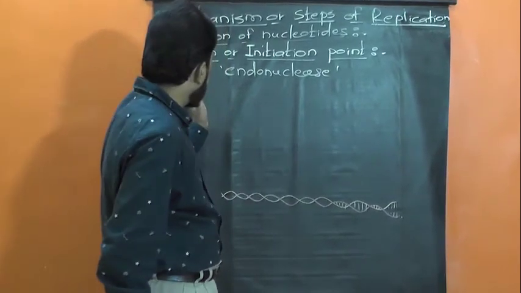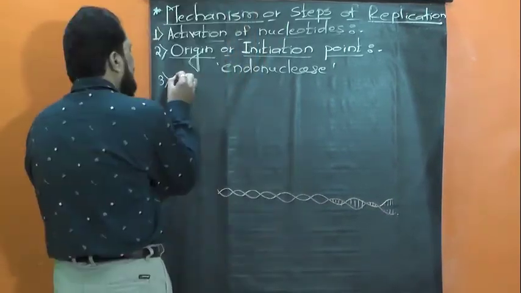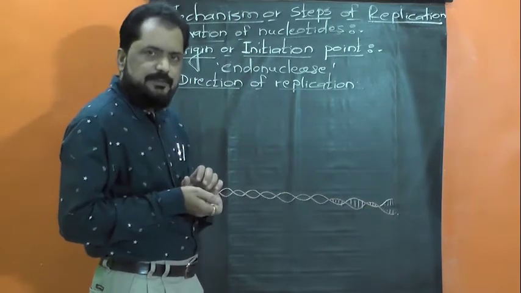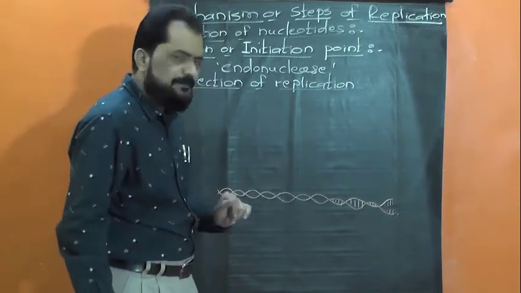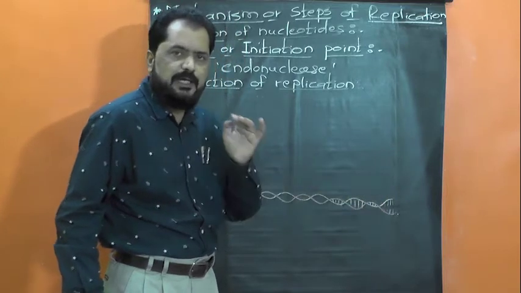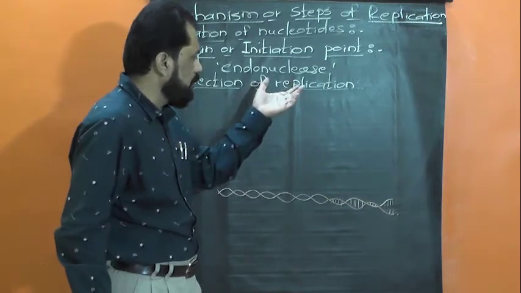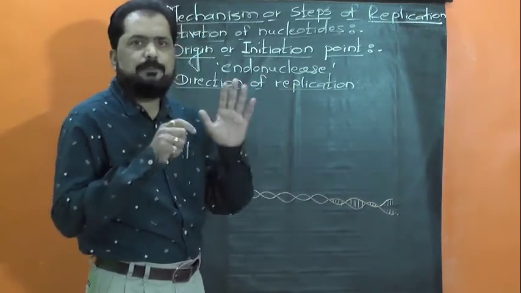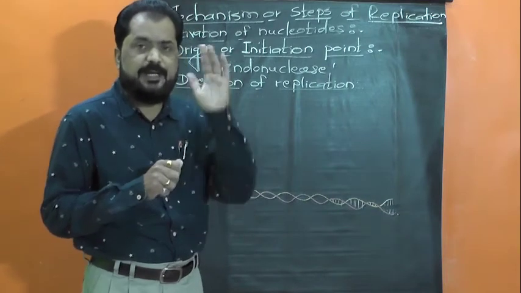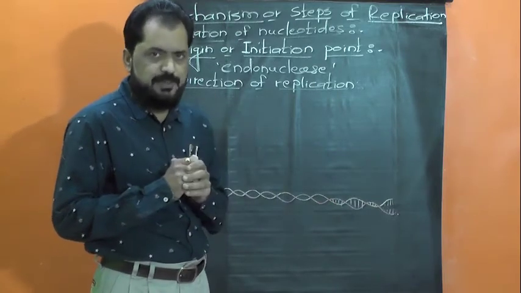So here we have studied about the origin or initiation point. Now direction of replication. Just now we have studied that at the point of origin the weak hydrogen bonds between the two strands of DNA are cut off by an incision enzyme, that is endonuclease. The process of replication is either unidirectional or bidirectional. Let me explain you.